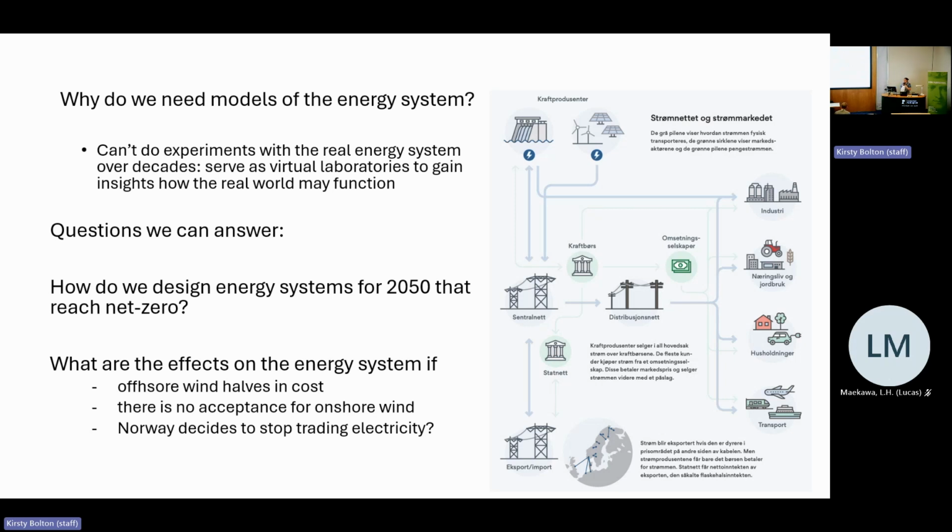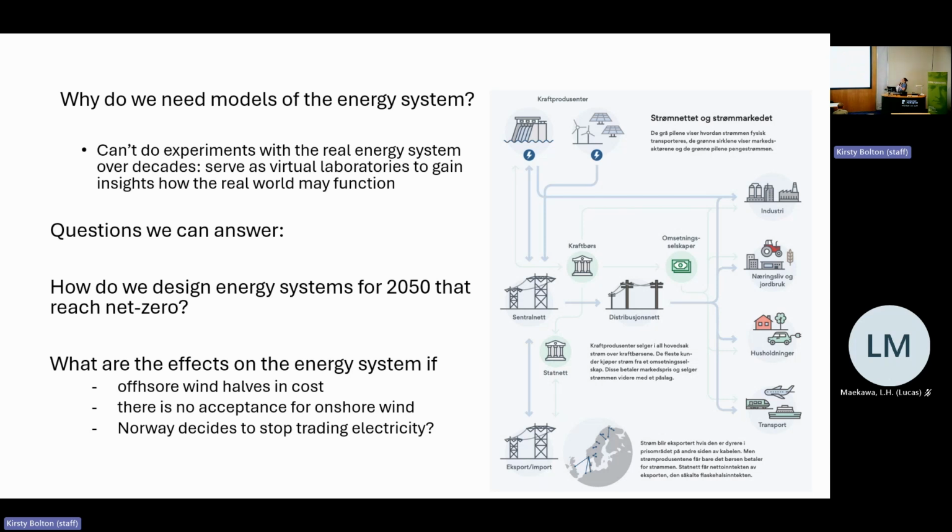And then most of us are actually working more on the policy side. So we're using these models as labs to look at, for example, what happens to the energy system if offshore wind halves in cost, or if there's no acceptance for onshore wind. That's a question that a lot of people work on.